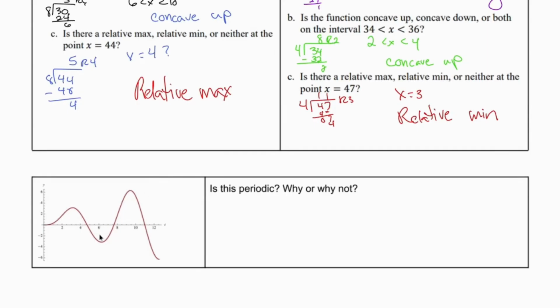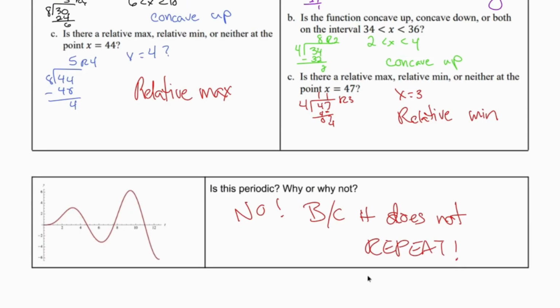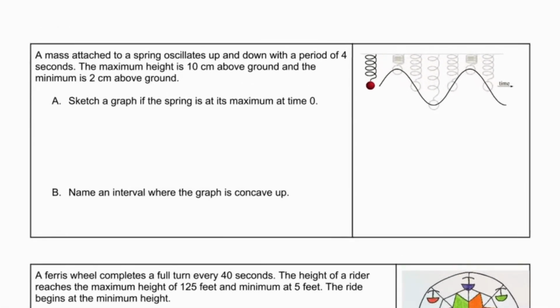Is this periodic? Why or why not? Based off of what we see here, it looks like as it waves, it seems to get taller and taller and taller. So this is not periodic because it does not repeat. Not based off of what we see so far. It appears like this is just going to get bigger and bigger. Therefore, not periodic at all.